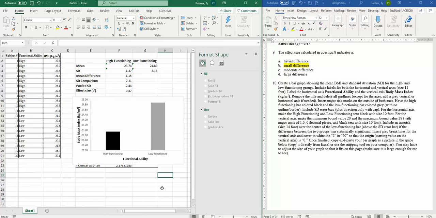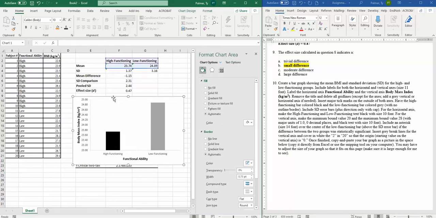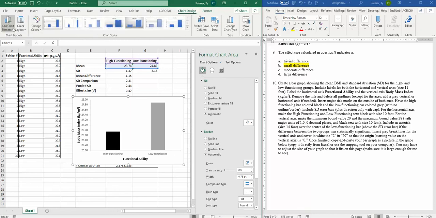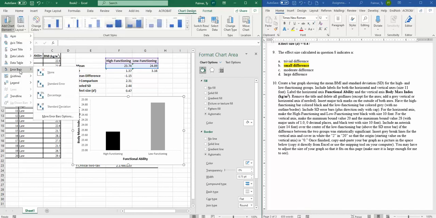Cool, that looks great. Include SD error bars, okay? Standard error bars plus direction only with caps. So this is where the standard deviation comes into play. To add standard deviations to the graph, standard deviations are going to be represented by the error bars. So how do we do this? If we click on the graph and highlight it, just like I've done here, go to chart design, go to add chart element, go to error bars, and then scroll all the way down to error bar options.